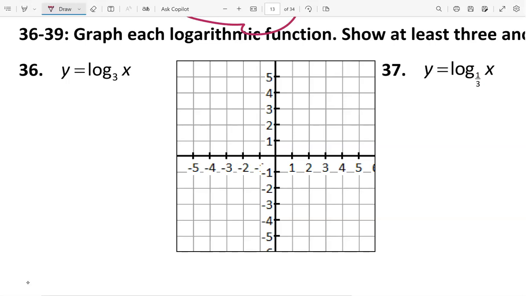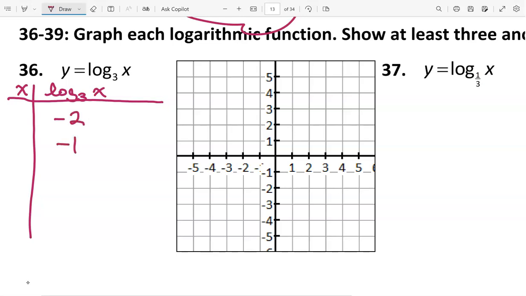Number 36 through 39, to create a table of values for a logarithmic function, you really just need to keep some things in mind. Let's write our x value over here on the left, and the y value is just the log base 3 of that. Now, if you remember that a logarithm equals an exponent, and our exponents can be both negative and positive, I'm just going to replace the exponents with negative 2, negative 1, 0, 1, and 2. And if our base is 3, then 3 to the negative 2 is 1/9, 3 to the negative 1 is 1/3, 3 to the 0 is 1, 3 to the 1 is 3, 3 to the 2 is 9.